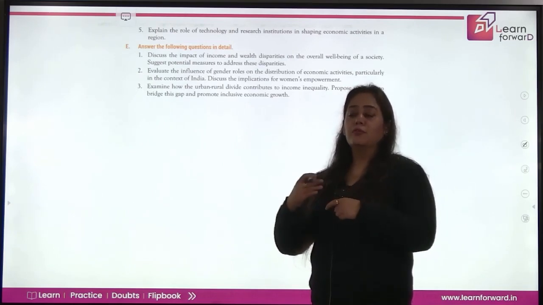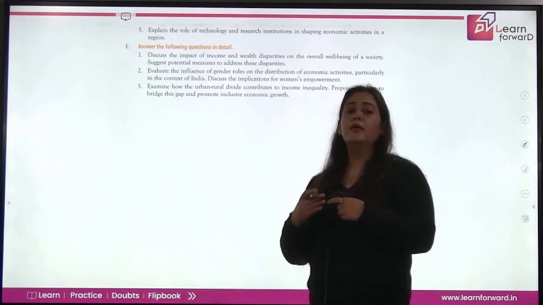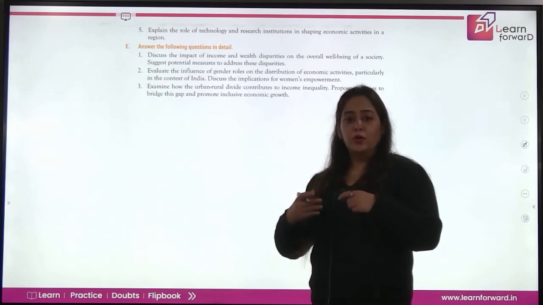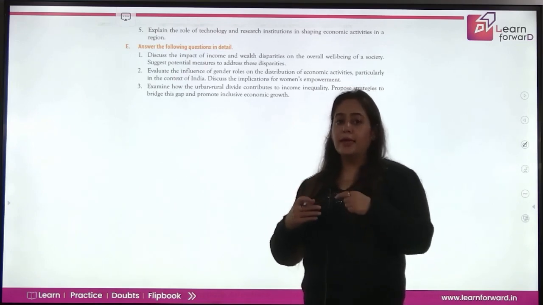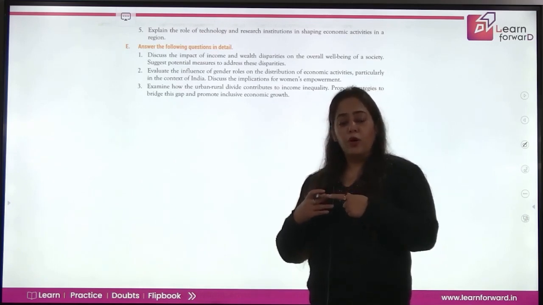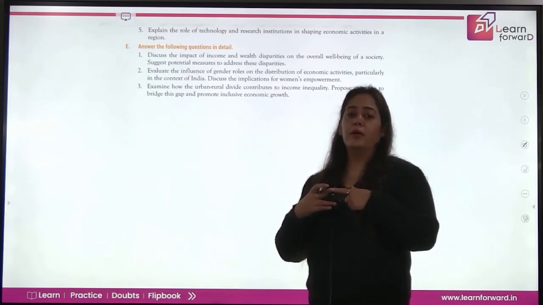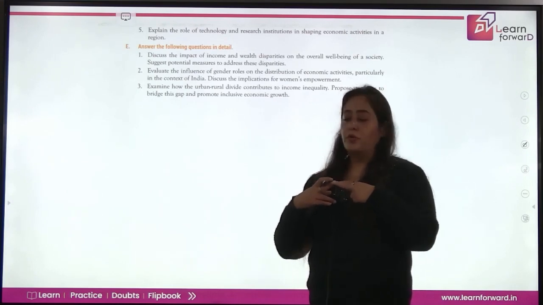But with the passage of time, now people are realizing that women empowerment will help make the country go forward, because women, when educated and skilled, can contribute equally to the country's growth. So a lot of projects are done by the government so that women are skilled and can contribute to the economic growth of the country.